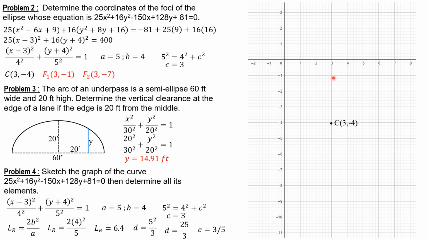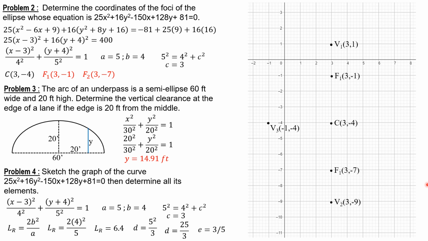Upper focus is (3, -1). Lower focus is (3, -7). Then vertex 1, which is here, is (3, -4 + 5), which is positive 1. So vertex 1 is (3, 1). Vertex 2 is (3, -4 - 5), negative 9. So vertex 2 is (3, -9).